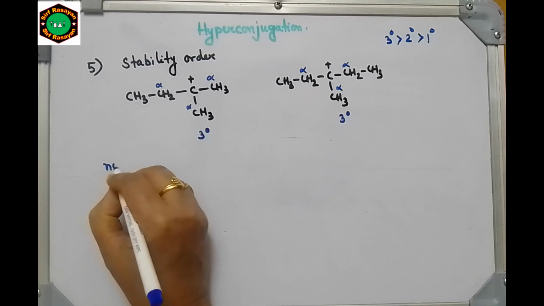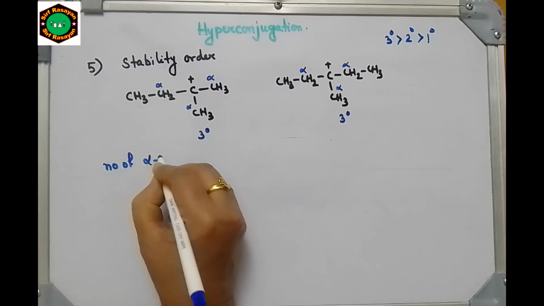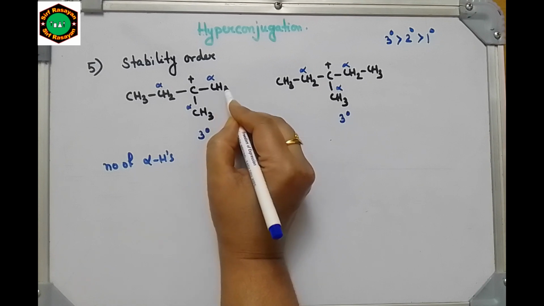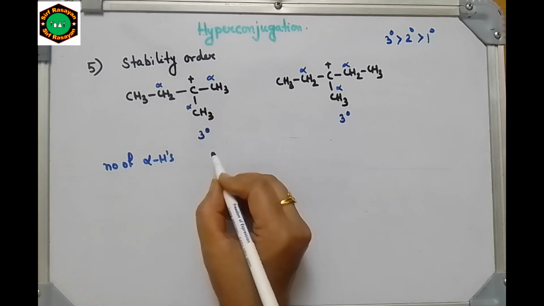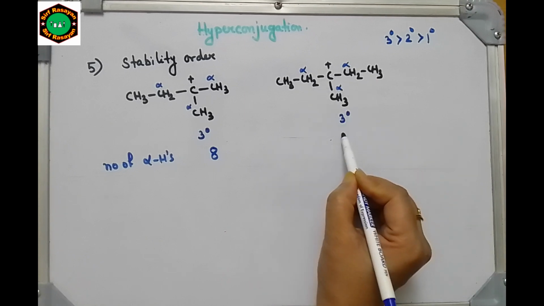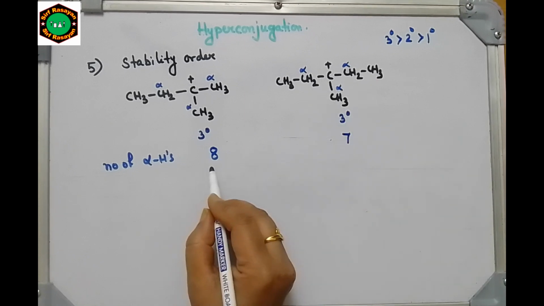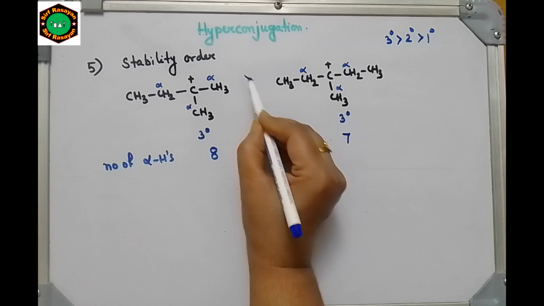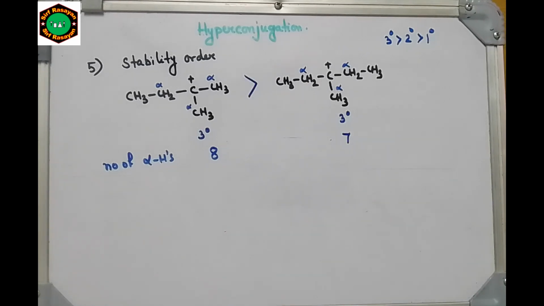So here number of alpha hydrogens, here how many? 3, 6, 8, total 8. And here 3, 4, 5, 6, 7. So here number of hyperconjugative structure is more for this species than for this. Obviously this is more stable than this one.